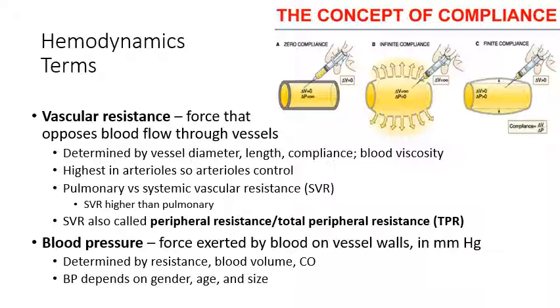Another word for the SVR is the peripheral resistance or total peripheral resistance. So a lot of the time you might see it abbreviated as TPR for total peripheral resistance. Then blood pressure is going to be determined by the vascular resistance, also by the cardiac output, and by the blood volume. So when vascular resistance goes up, blood pressure will also go up.